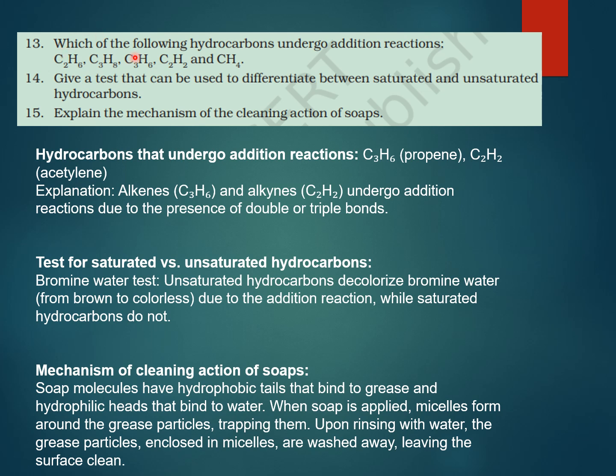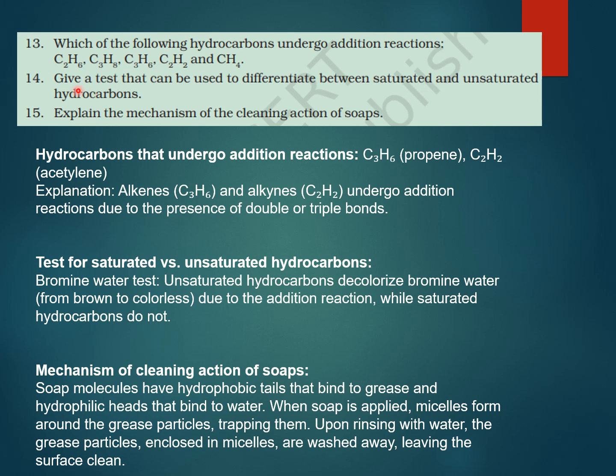Question number 13 says, which of the following hydrocarbons undergo addition reactions? So you are given some hydrocarbons, okay? So which ones will undergo? See, we know that alkenes and alkynes, they undergo addition reactions. जिसमें double bond या triple bond present हो. Okay, तो given compounds में से see this is an alkane, this is an alkane. Okay, this is alkene, this is alkyne, and this is again alkane. So these two, C3H6 and C2H2, these will undergo addition reactions, right?